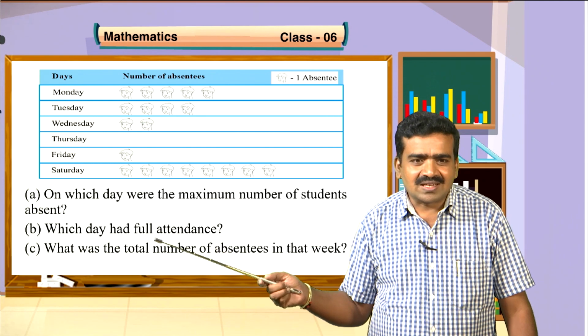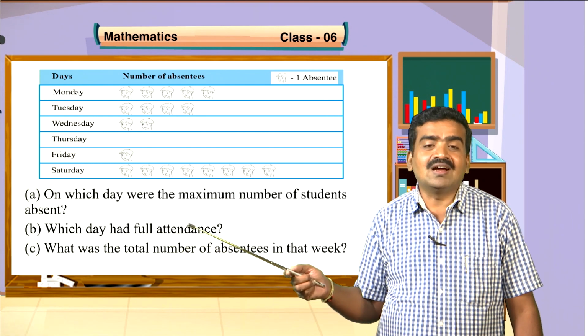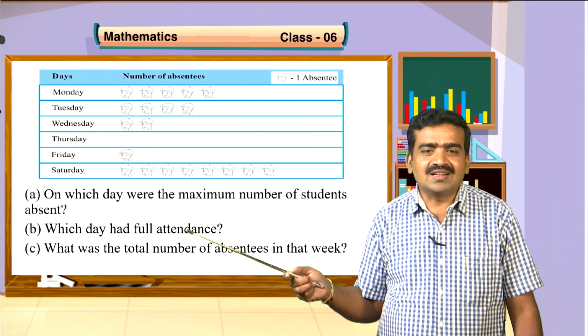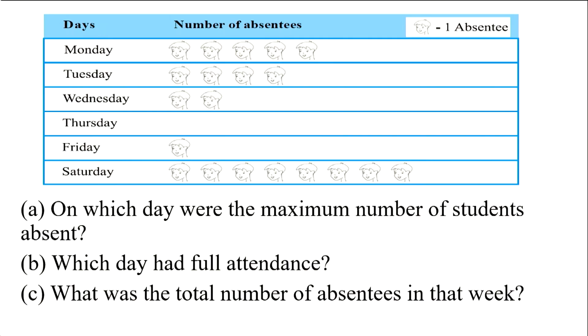Now, let us come to the second question: which day had full attendance? We have to find the day on which there is no absence. In the third question, what was the total number of absentees in that week?